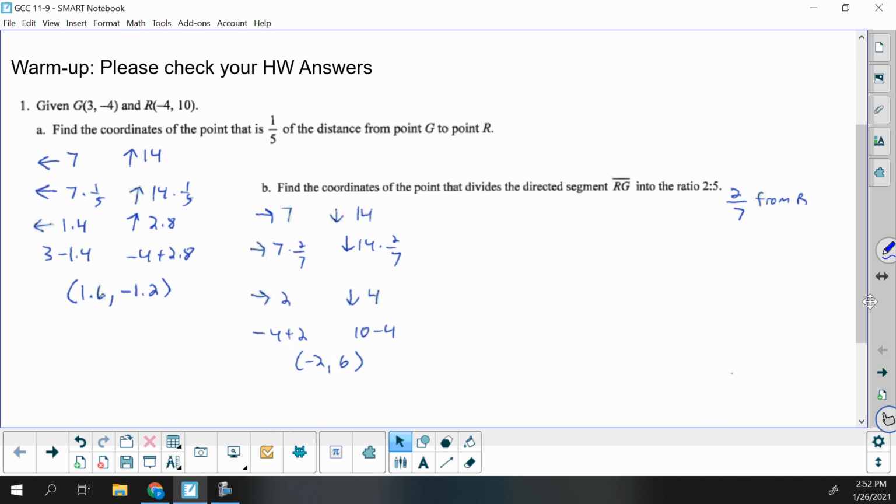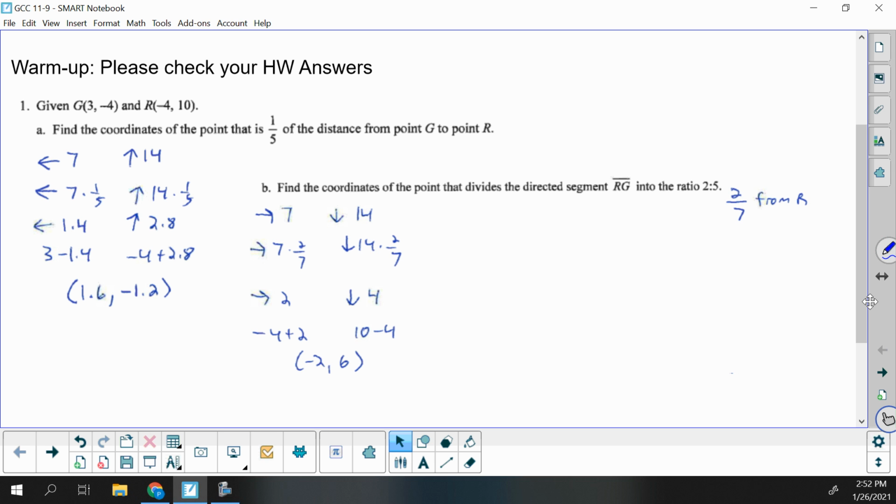So we started out with those 2 points G and R. We wanted 1/5 of the distance from G. So to travel from G to R, if you're going 3 to -4 for the X's, that's 7 to the left. If you're going -4 to 10 for the Y's, that's up 14. So we'll multiply each of those by a fifth, and you get 1.4 and 2.8.